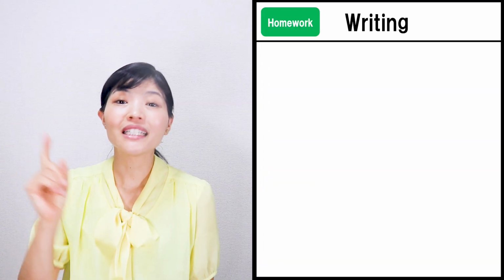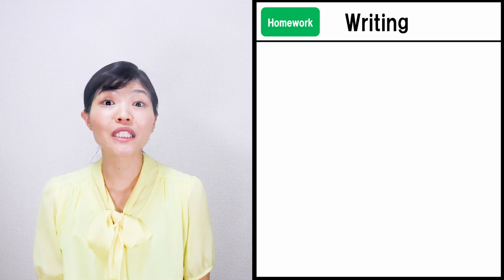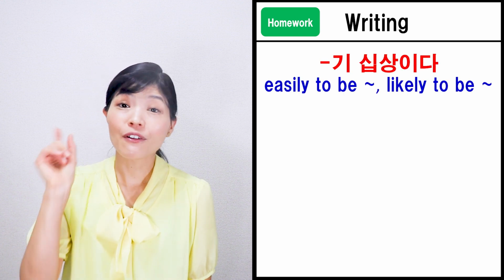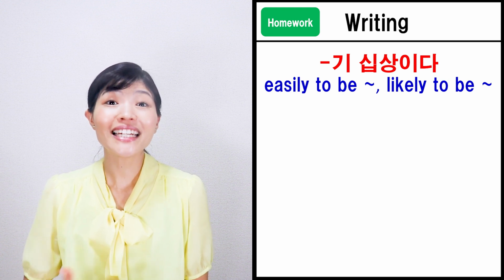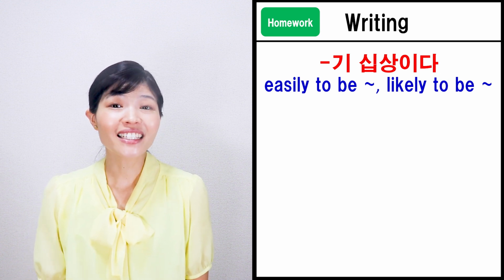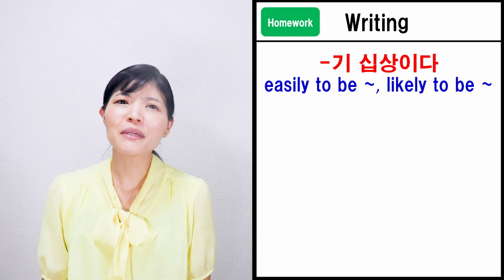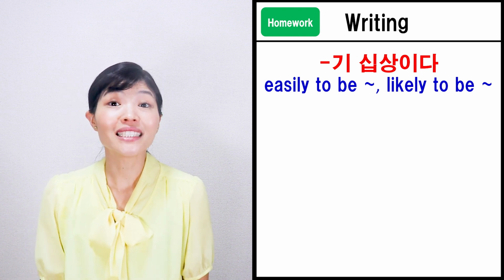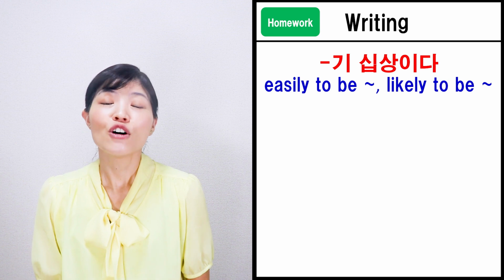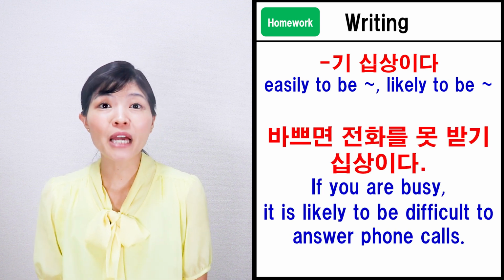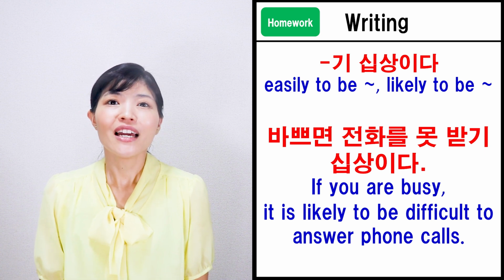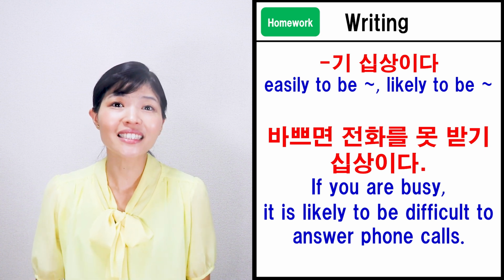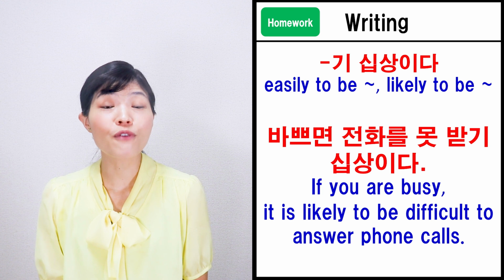The first one is to make 3 sentences using today's grammar. For the first sentence, please use 기 십상이다, easily to be, likely to be, and tell me a negative event that is likely to happen. For example, 바쁘면 전화를 못 받기 십상이다. If you are busy, it is likely to be difficult to answer phone calls.